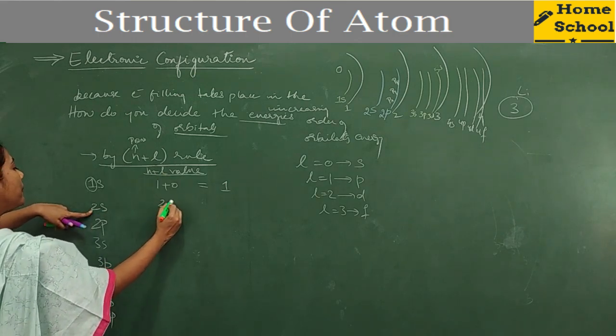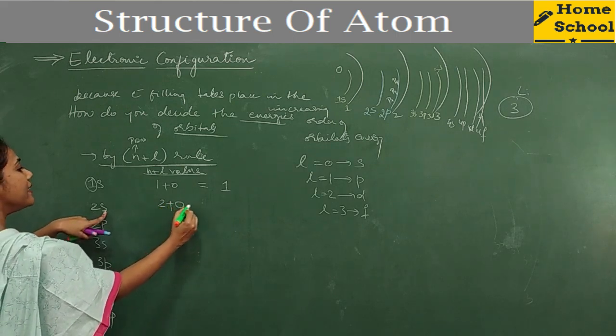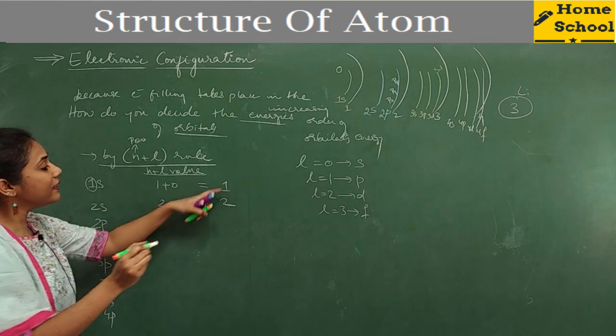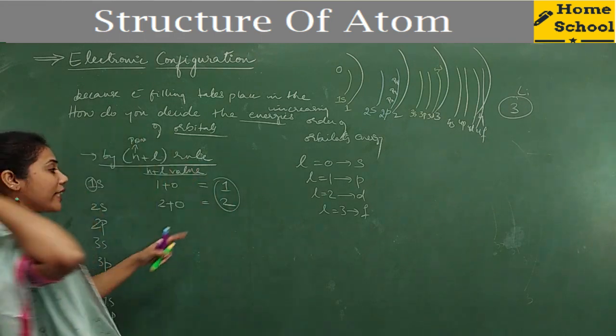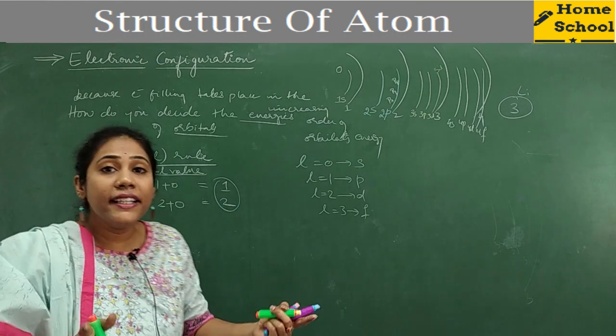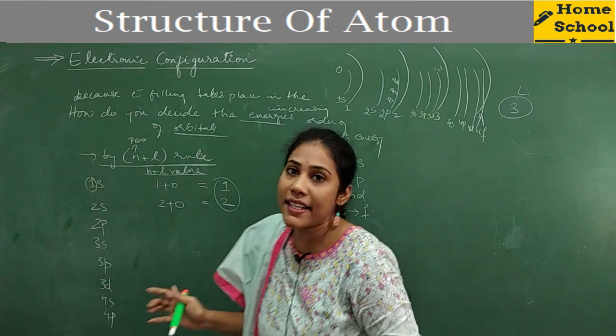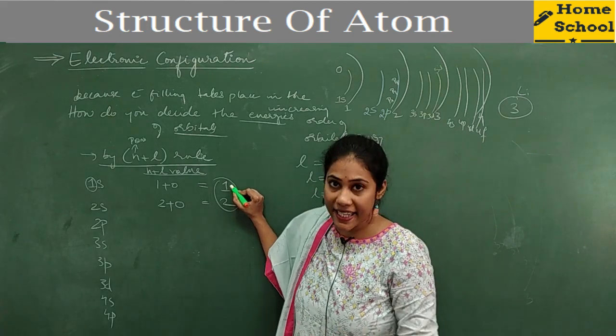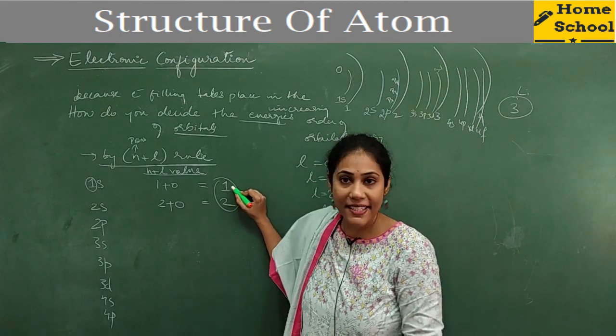In the same way, calculate the n plus l value for the 2s subshell. How much do you get? 2 plus again s, that is 0. So you will get the value 2. Like that, looking at this value, you can say which subshell has more energy and which subshell has lesser energy. You just have to compare the numbers. The number which is least. So 1 is the lesser number, right?